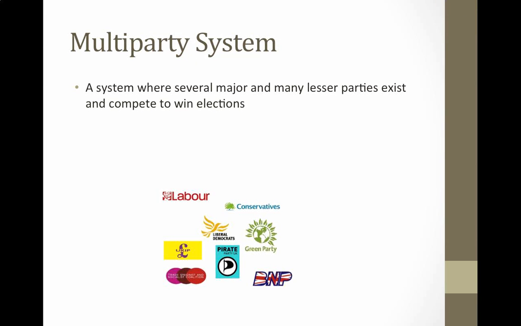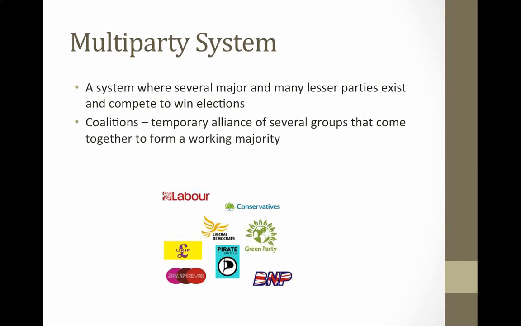And what I've done here is put the political parties for England. They have a multi-party system, and all of these political parties in England are represented in their parliament. So in order for them to get anything done, it would be difficult if they didn't work together. So they collectively work together to form coalitions. And a coalition is just an alliance of several groups that come together.